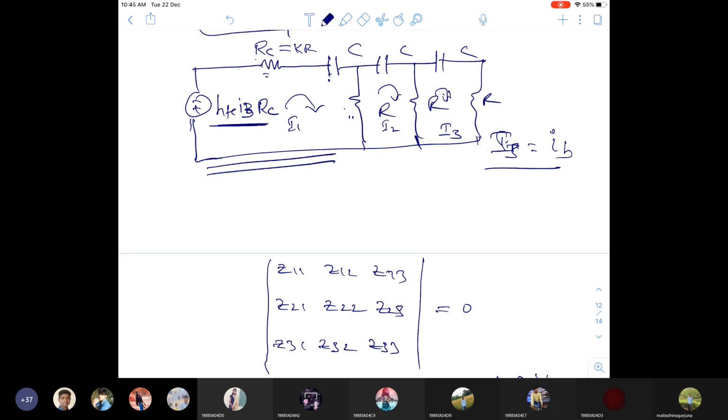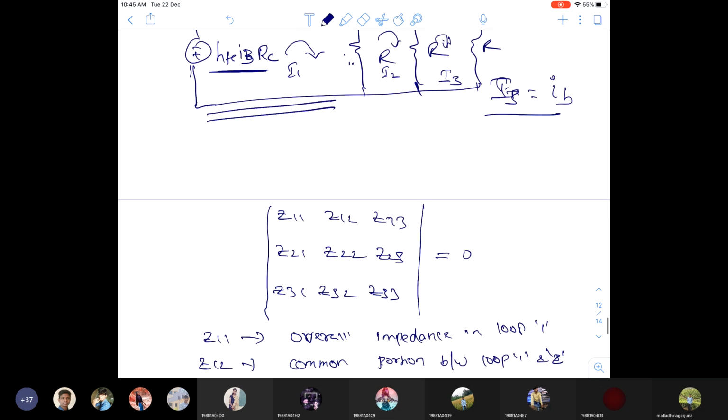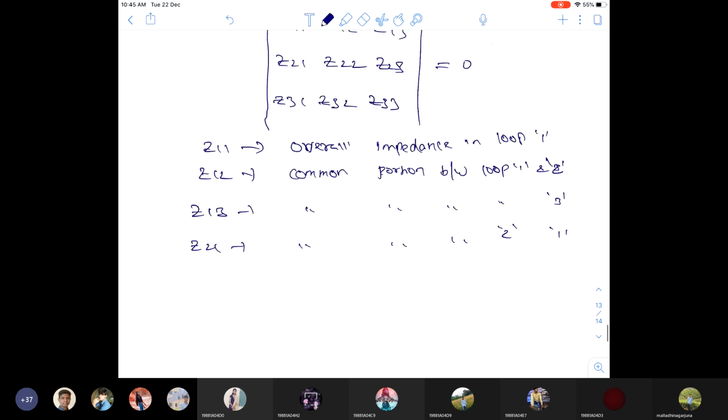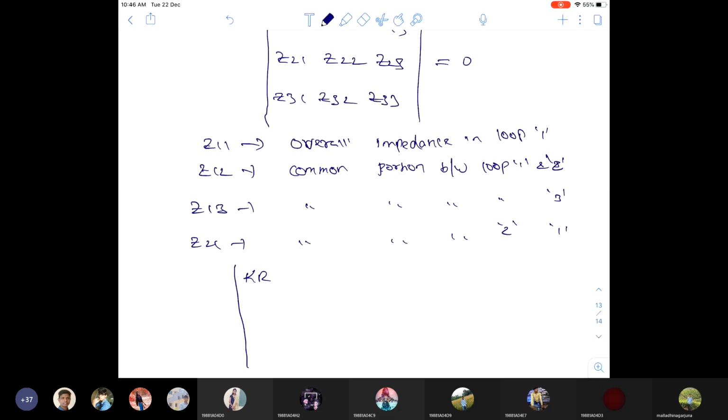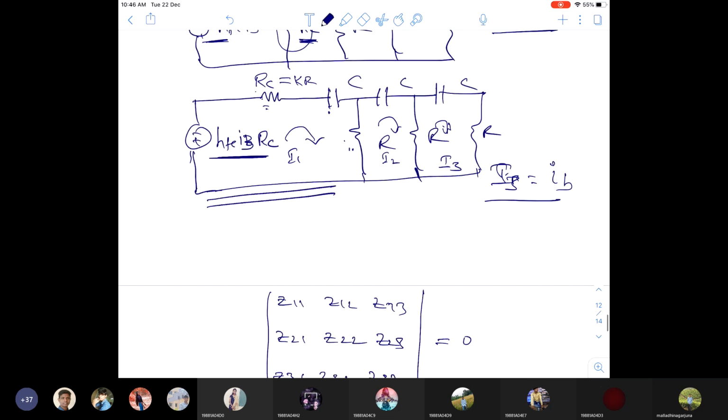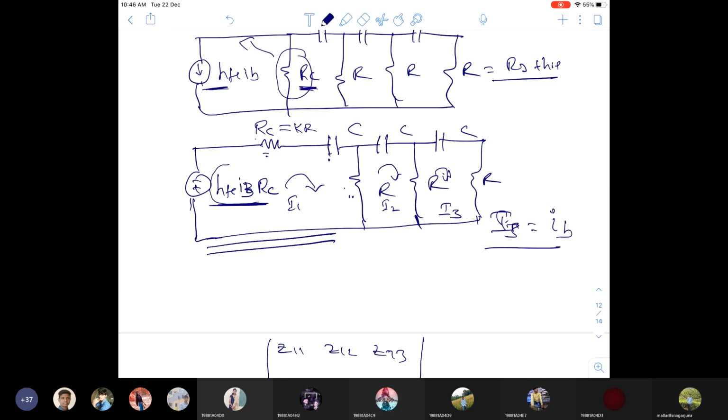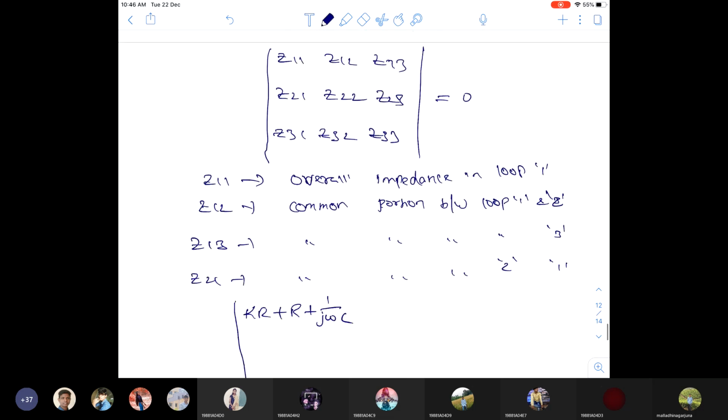Okay, so this Z we can write in place of Z11. Z11 is KR plus R plus 1 by J omega C. This is Z11. Look, Z1 means this is an I3 term, remove this. This IB is replaced by I3. So leave it. Okay, what else is there? The RC term, RC means KR plus 1 by J omega C plus R. So that is what I have written here.